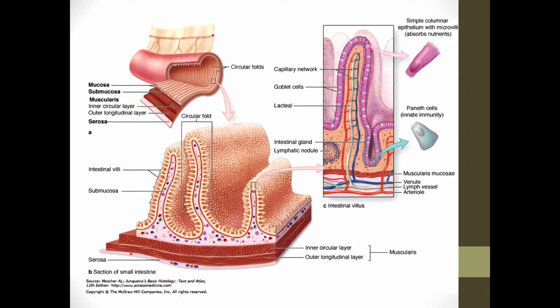So all these structures, the plica circularis, villi, and the microvilli, increase the surface area. The circular folds increase it threefold. The villi and the microvilli add an additional twentyfold, and it means the total absorptive surface area is really large, about 200 meters.